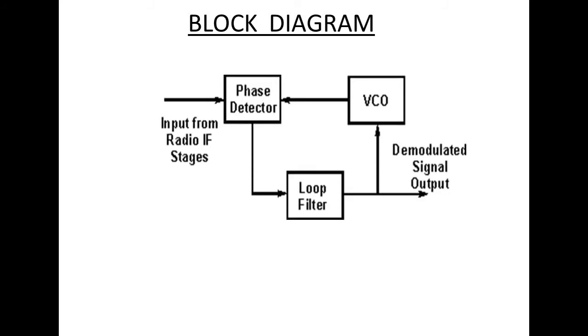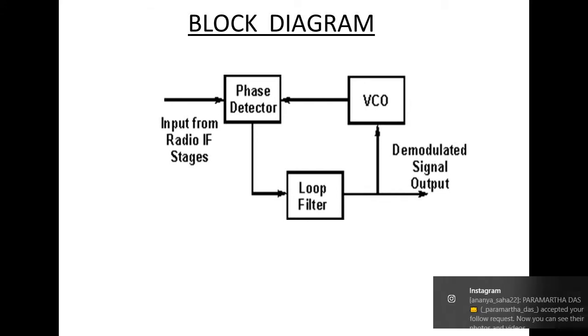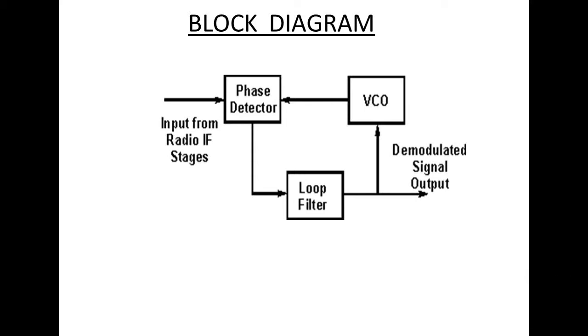Let us take a look at the block diagram. In the block diagram, we can see that the input we are receiving from the radio IF stages goes to the phase detector, and the phase detector detects the phases and sends it to the loop filter. The filter strikes off all the ripples and sends forward the wanted waveforms. Between the phase and the output waveform, there is a VCO which amplifies all the.